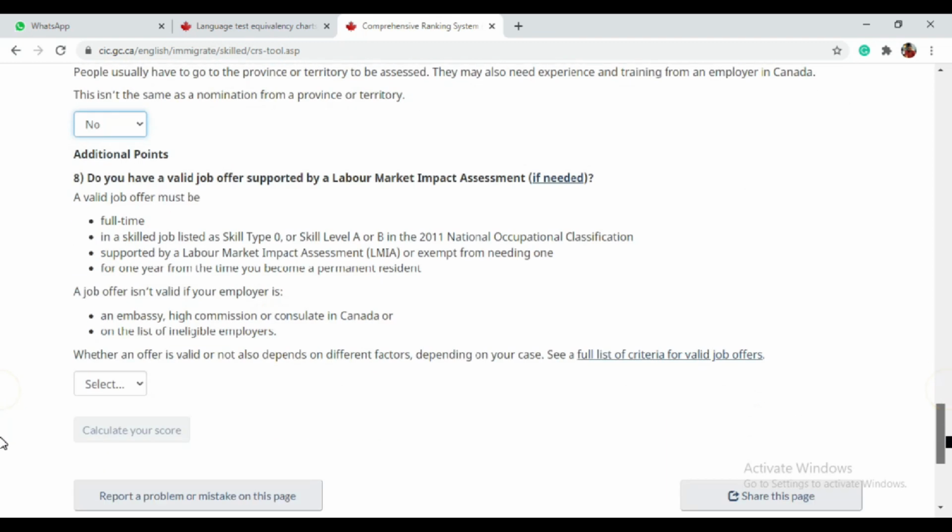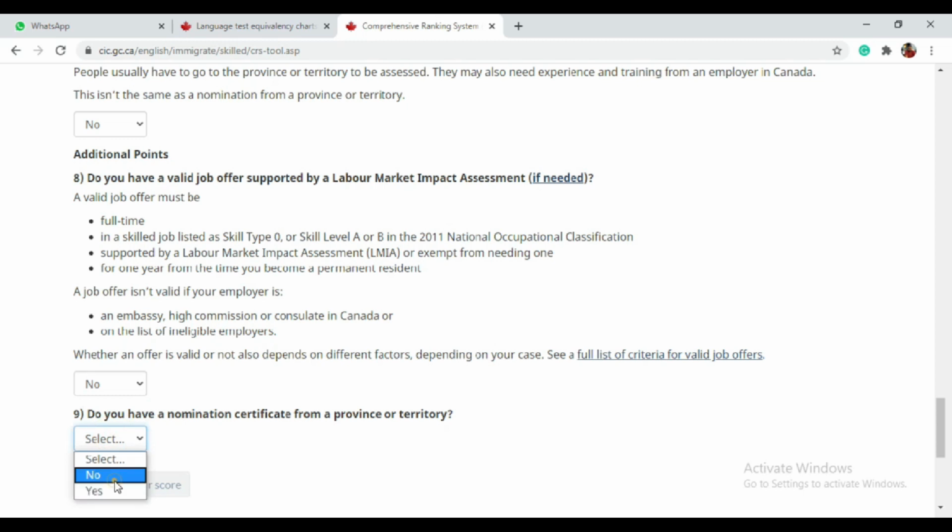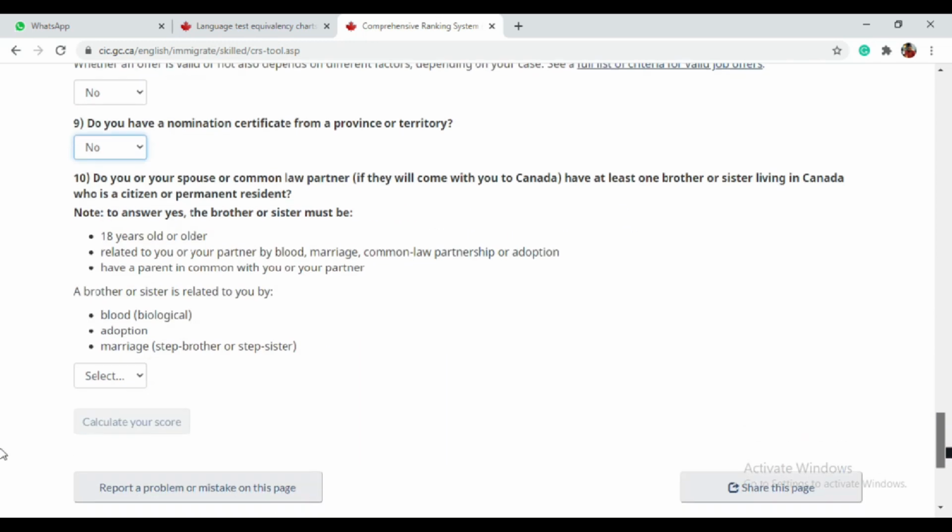Just bear with me for a second. I had actually filled it, but I think the page got refreshed or something.